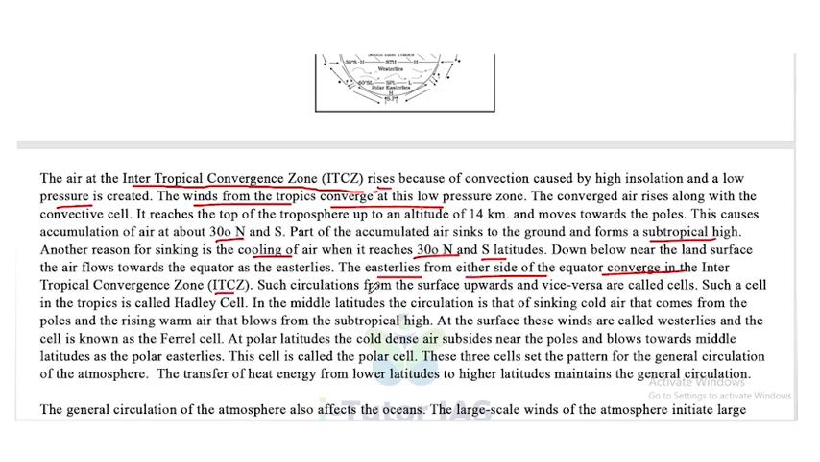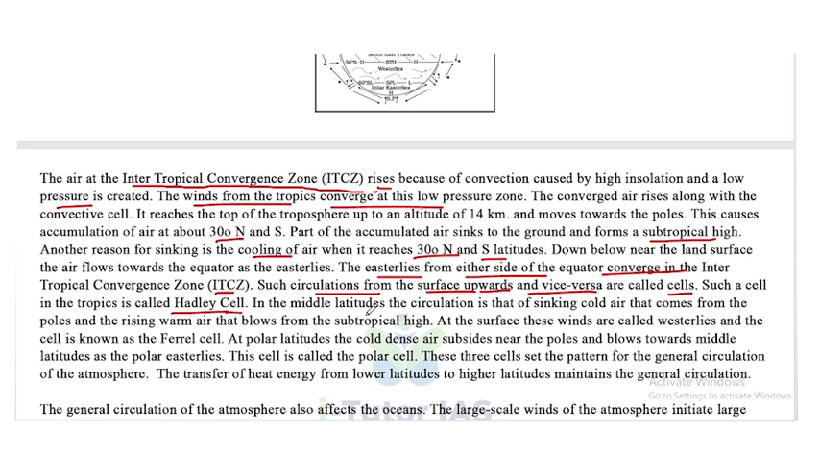Such circulations from the surface upward and vice versa are called cells. Such a cell in the tropics is called the Hadley cell.